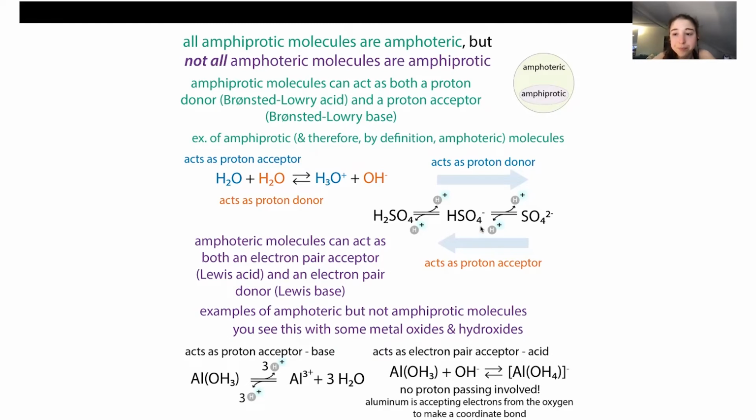You can also have sulfuric acid, so HSO4-. In this form, it can act as a proton donor and become SO4 2-, or it can act as a proton acceptor and become H2SO4.